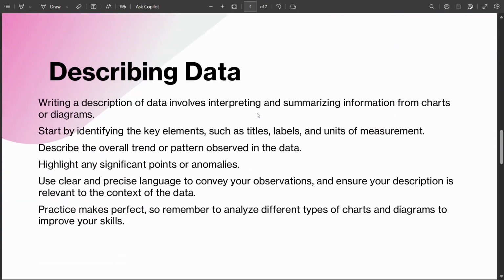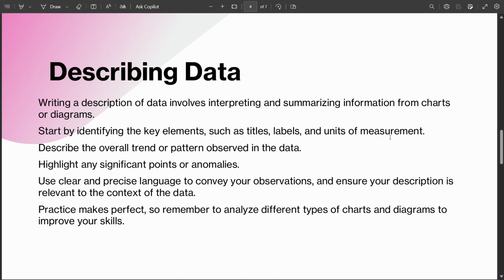What about describing data? How is that one done? Writing a description of data, guys, involves interpreting and summarizing information from charts or diagrams. Now, start by identifying the key elements in the data, whatever you have. If it's a diagram, if the data is presented in a chart, it doesn't matter. Start by identifying the key elements, such as titles. If it has a title, identify it first.